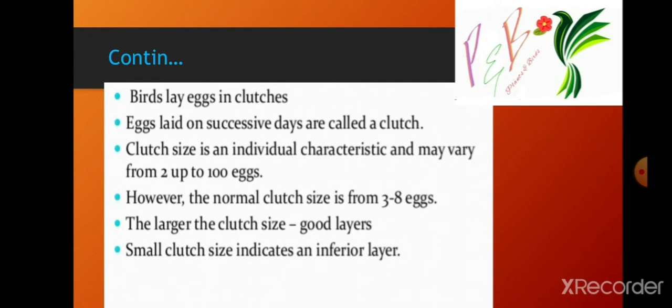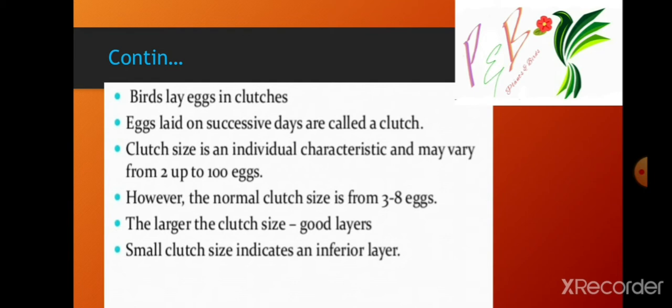As I told you, the Tamil Nadu breed, the parrot beak long tail breed, will lay fewer than 10 eggs per month. Their clutches are very small, but the cost of the egg is more, so that is covered. However, the normal clutch size is from 3 to 8 eggs. In the normal birds we grow in our houses, the clutch size is 3 to 8 eggs.